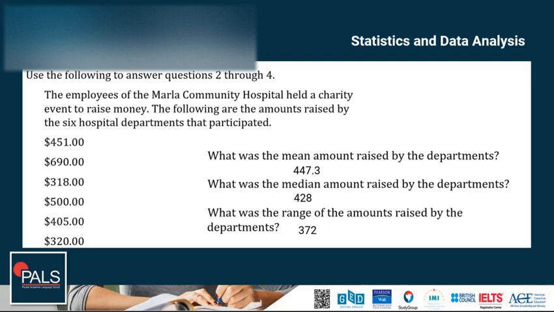What was the range of the amounts raised by the departments? The answer is 372. It is found by subtracting the smallest number, 318, from the highest number, which is 690. So we've got 372 as the answer.